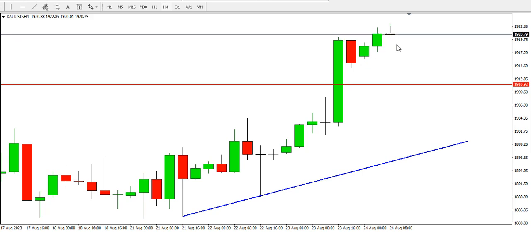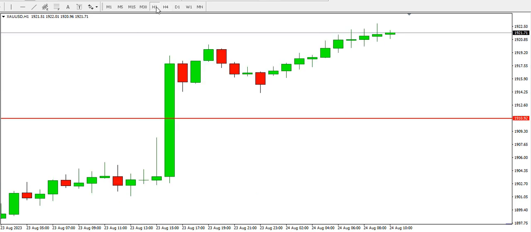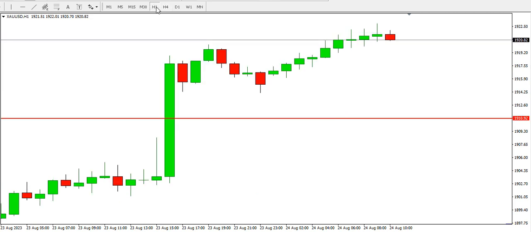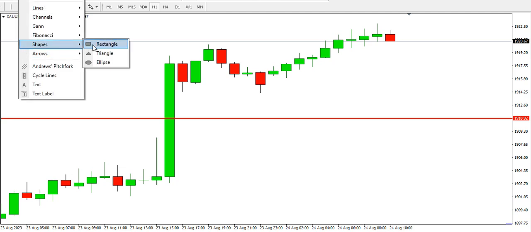So price is trending up for now, so you might want to consider buying gold. Still on the 1-hour time frame, price is also trending up. It's a clear uptrend for now until price breaks below this particular order block. We have this order block here on the 1-hour chart.